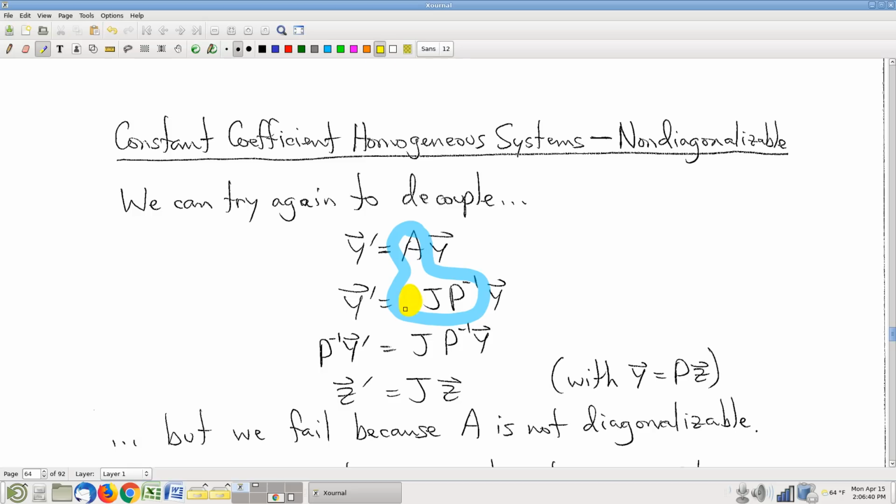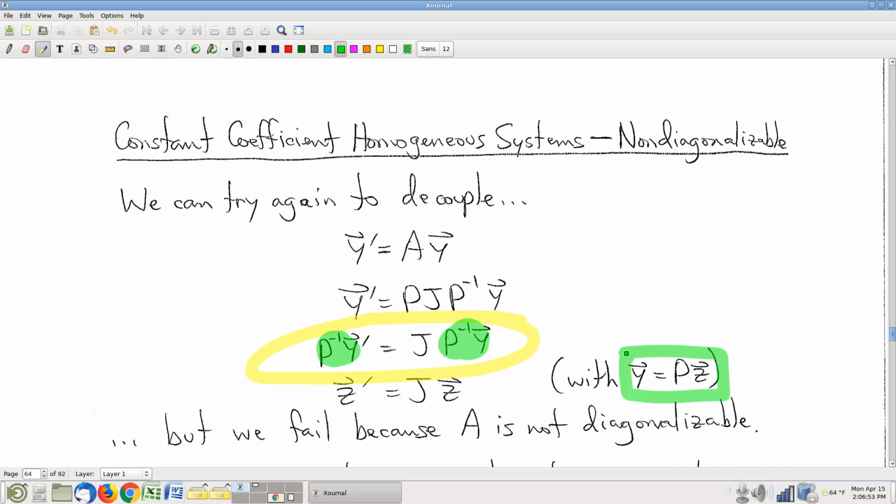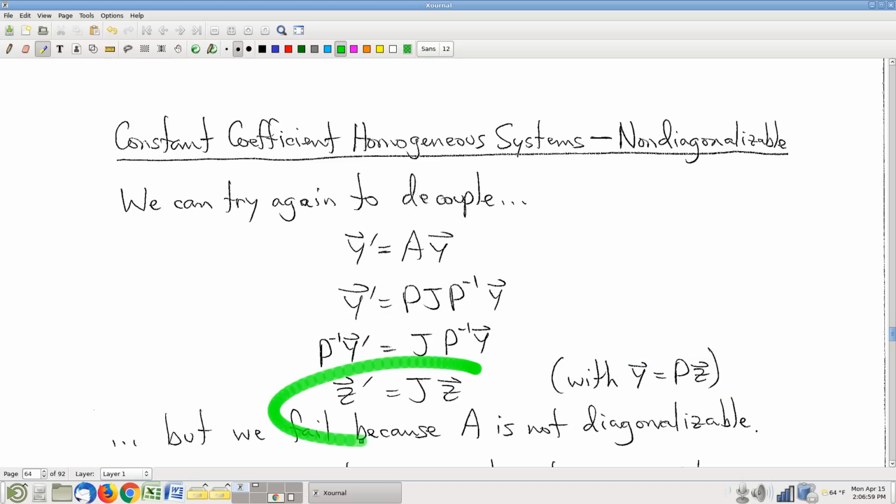We'll take this matrix here. We'll move it over to the other side. We will then look at this equation and make a substitution that P inverse Y we'll call Z, just like we did previously. The equation then turns into that, and it's not decoupled because this isn't diagonal, and so there's going to be some of this variable in that equation, and it's just not a perfect answer. But it turns out this is still pretty darn useful, and let me show you how.